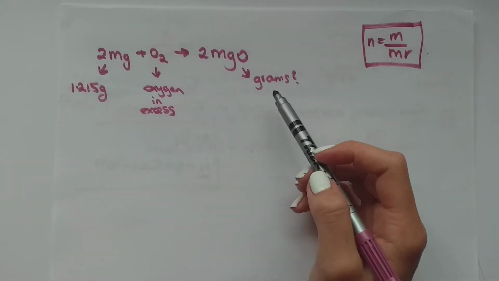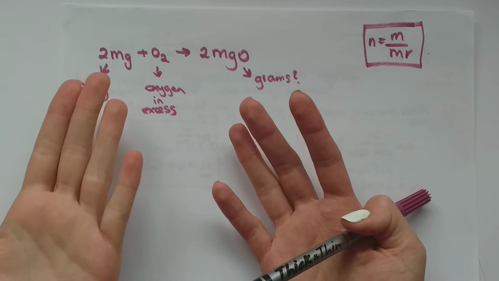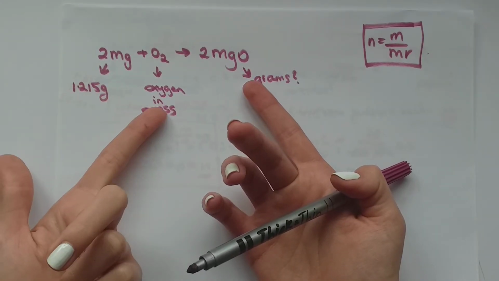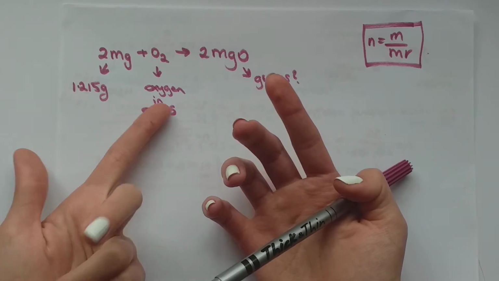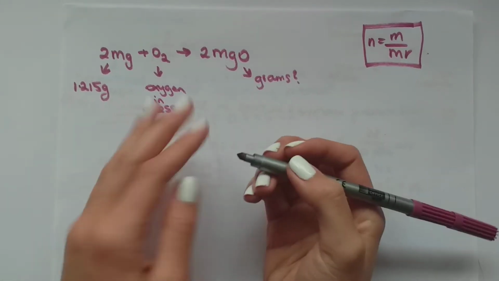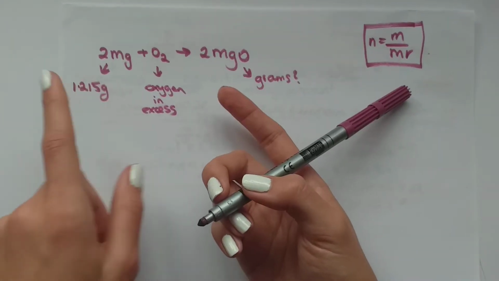In order to work this out, you need to find some kind of a ratio between magnesium and magnesium oxide. We're only looking at those two because oxygen is in excess. So there's going to be definitely enough oxygen in the reaction. So we don't take this into consideration. We're only looking at these two.